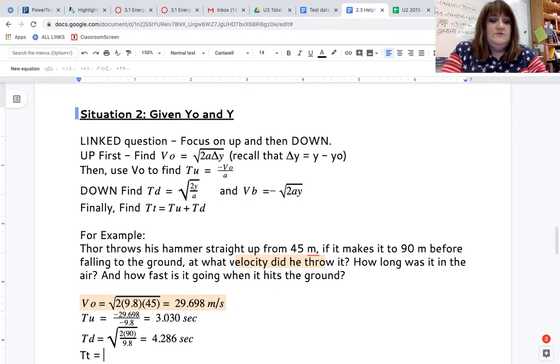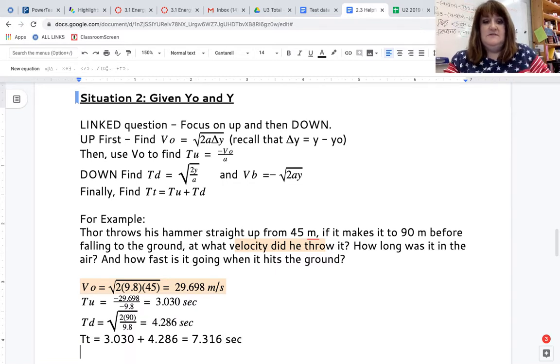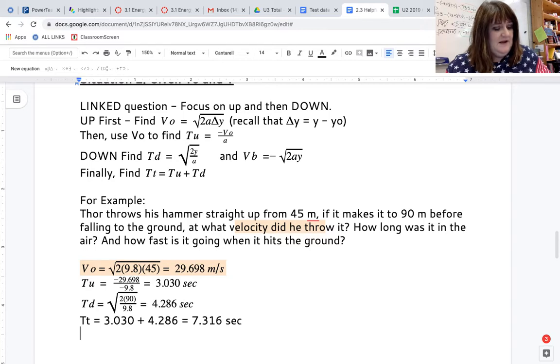Now, if you wanted to, right now, you could find the total time. The total time is equal to the time up of 3.030 plus the time down of 4.286 to equal 7.316 seconds. Check my mental math there. Hey, I got it right. Good job. Okay, 7.316. So how long was it in the air? That is given by the blue highlight here of 7.316 seconds.